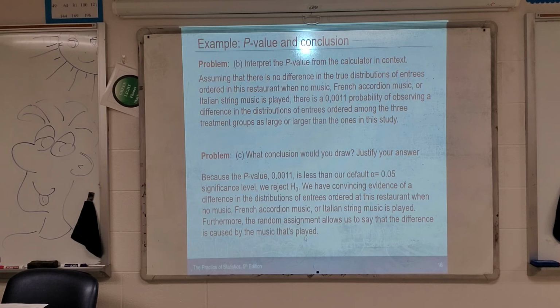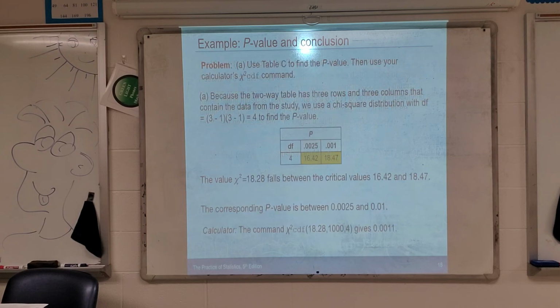But I thought it fit in between the numbers. What do you mean? Go back one. Yeah, it falls in between 0.0025 and 0.01, these two values right here, which are both less than 0.05. In fact, they're even less than 0.01. So even if it falls in between that, it's still going to be less than 0.05, right? Yes. That's what matters. Okay.